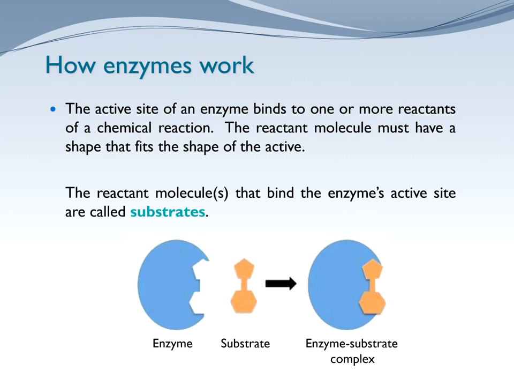The active site of an enzyme is where one or more reactants of a chemical reaction would bind. For this interaction and binding to occur properly, the shape of the active site and the shapes of the reactants that bind to it must be compatible. The reactant molecules that bind an enzyme's active site are called the enzyme substrates.